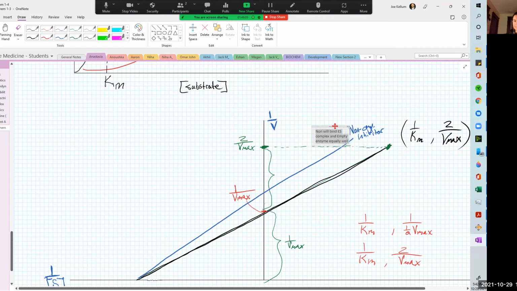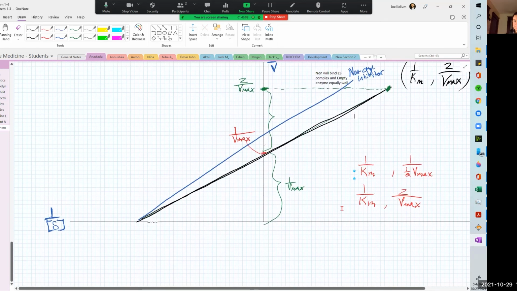Okay. So what was your reasoning for Km? What did you say it did to Km? Both would decrease. Okay, both decrease. So it becomes higher affinity.